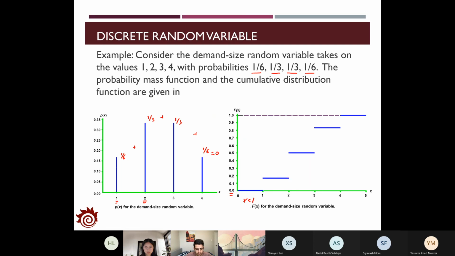But for x less than 2, you will see that there's one value, which is 1. So this is a 1/6. And for x smaller than 3, it includes the values of 1 and 2. So that is 1/6 plus 1/3. And for x smaller than 4, you have 1/6 plus 1/3 plus 1/3.